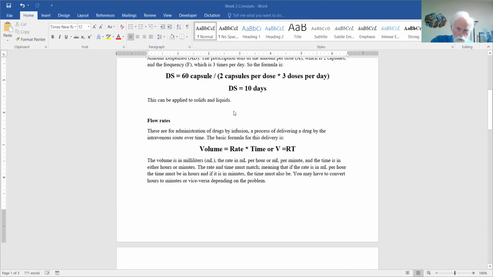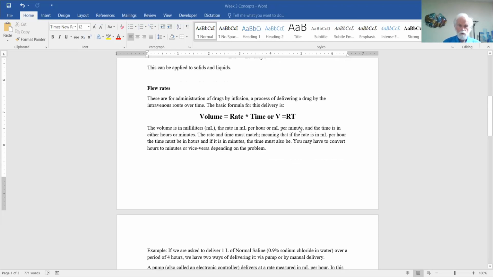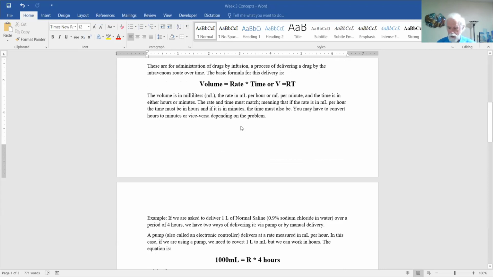Okay. Let's go back to this flow rate. And again, the volume being dispensed is the rate times the time, V equals RT. We can rearrange this and solve for any of these. We can solve for R by simply dividing both sides by T. We can solve for T by dividing both sides by R. And so we can determine any of these variables, but we obviously have to know 2 of them in order to do that calculation.